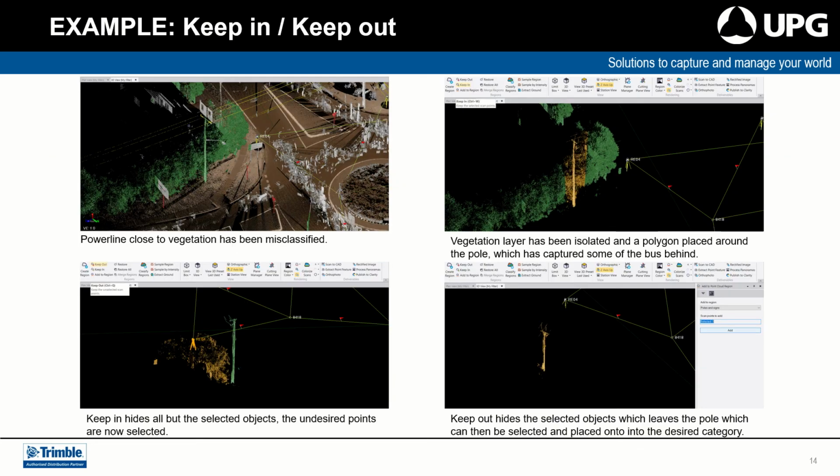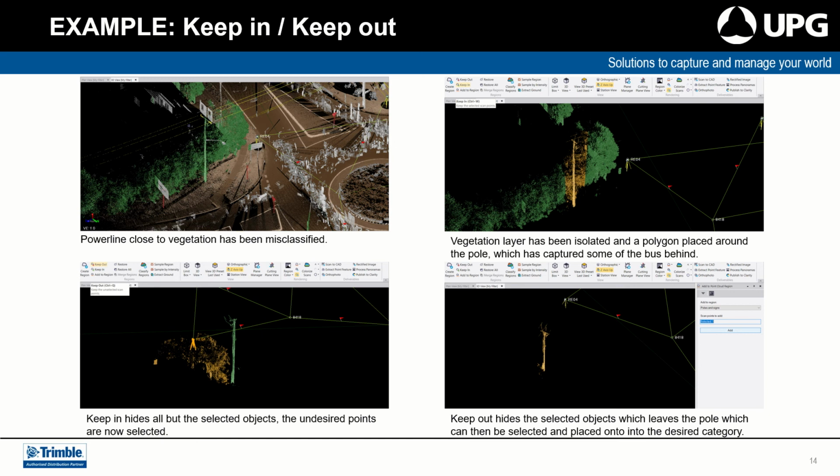When we're looking at the keep in, keep out tool, the example here is the power line, the power pole, which is being classified as high vegetation, so green in Trimble Business Centre. On the right here, we have isolated the data there. We've selected around it, and we've selected keep in. And when you select keep in, that will hide all the points that aren't selected, leaving you with only the points that are selected.